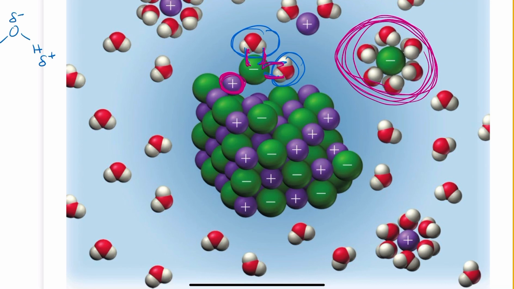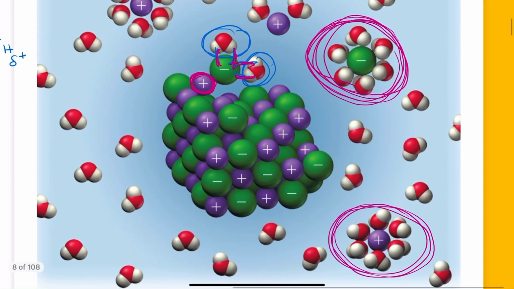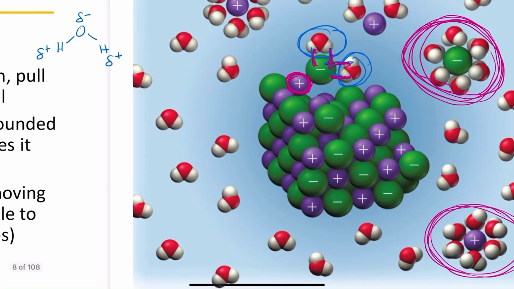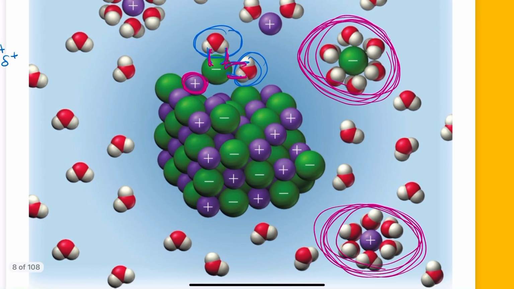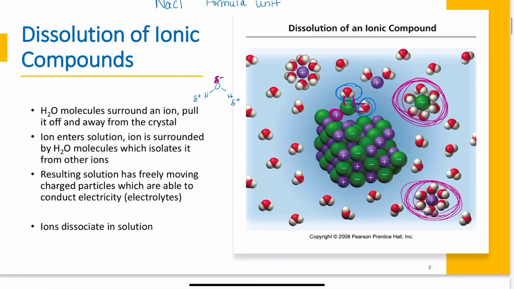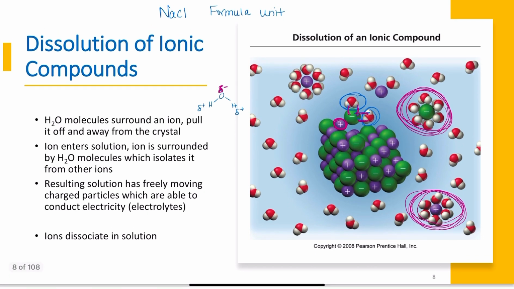The same thing happens with the sodiums, except in the sodium's case, it's the oxygens that orient themselves, because oxygen has that partial negative charge. So the oxygen orients itself around the sodium ions and pulls a sodium ion away from the crystal. And so this happens much faster than any of us can actually comprehend, of course, but this is what's happening to cause these to dissolve. The water molecules are going to surround that ion and pull it off and away from the crystal. So now I have these individual ions floating around.